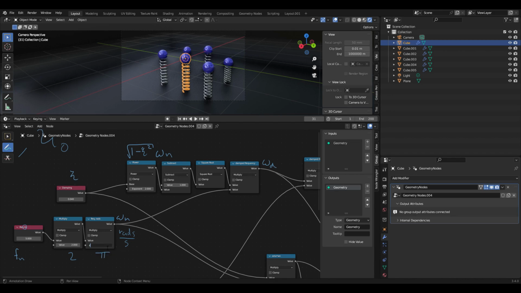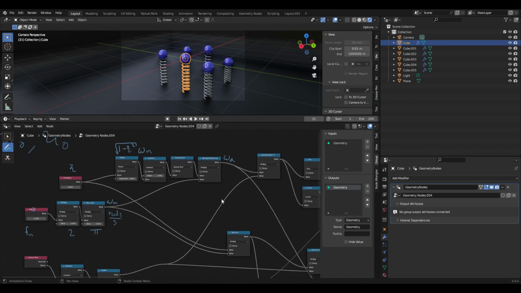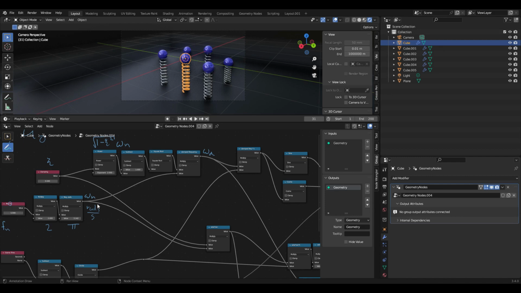And Blender's real nice. If you type pi in here, it knows that's pi. You could also put tau, and then I wouldn't need to multiply by 2, because tau in Blender is 2 times pi. So I'm reading that into here to get the damped natural frequency. And then I'm also taking that natural frequency and multiplying by zeta for a later calculation here. So this is zeta omega n.